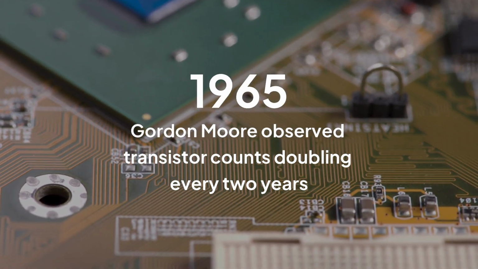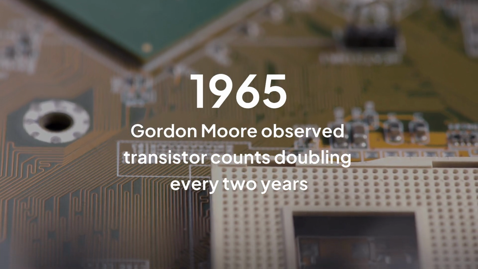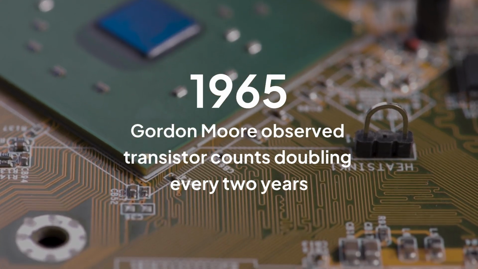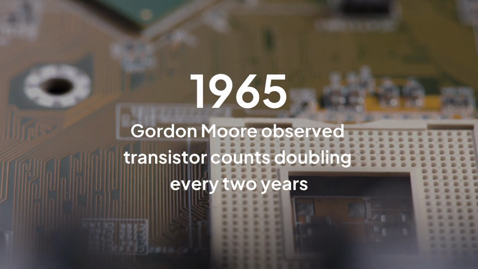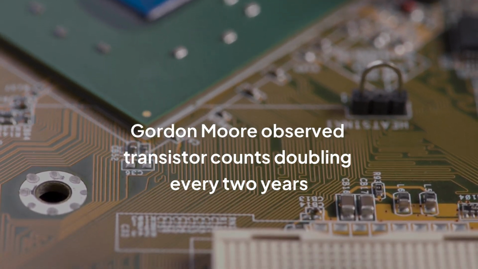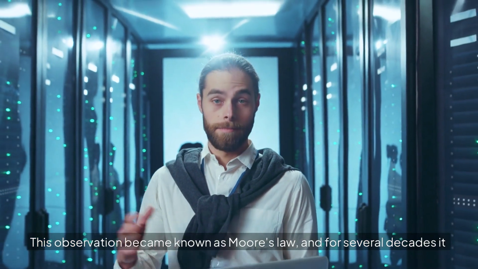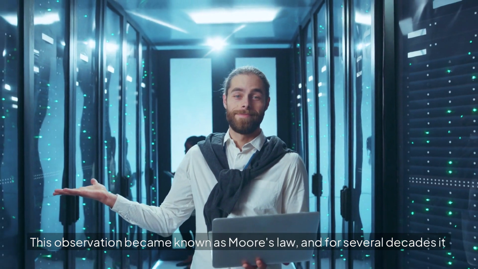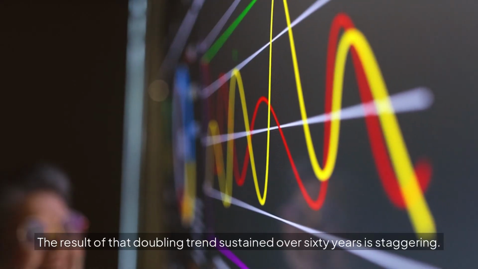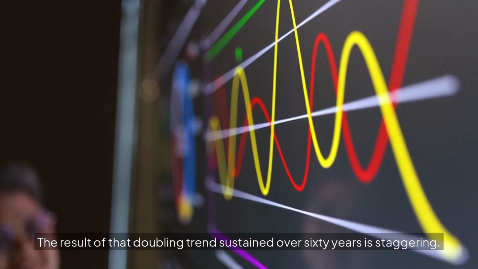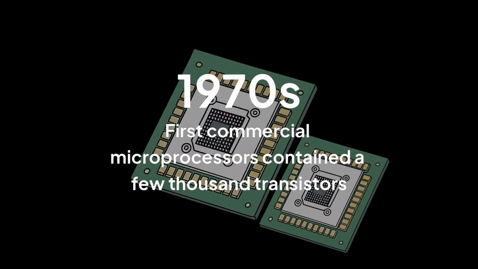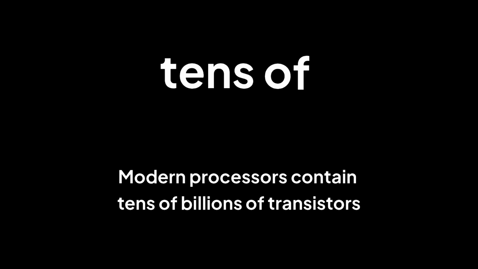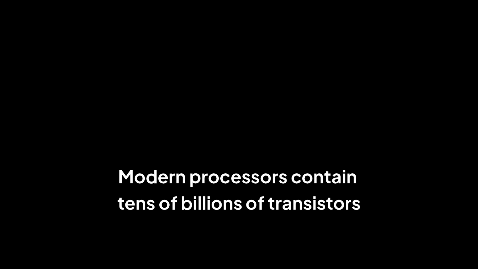In 1965, a co-founder of Intel named Gordon Moore observed that the number of transistors that could be placed on a chip seemed to be doubling approximately every 2 years as manufacturing techniques improved. This observation became known as Moore's Law, and for several decades it held remarkably true. The result of that doubling trend, sustained over 60 years, is staggering. In the early 1970s, the first commercial microprocessors contained a few thousand transistors. Today's processors contain tens of billions.